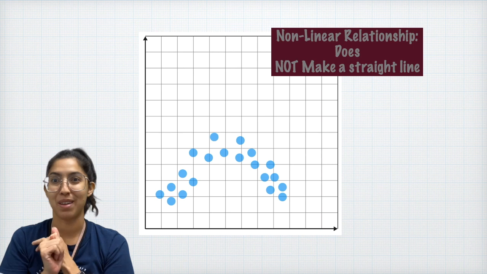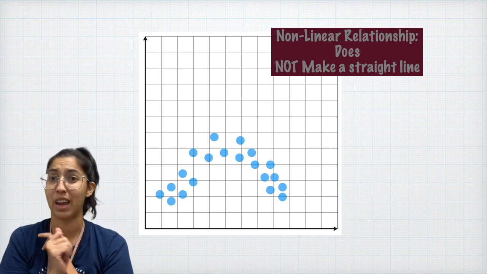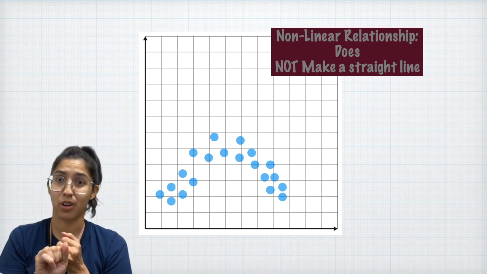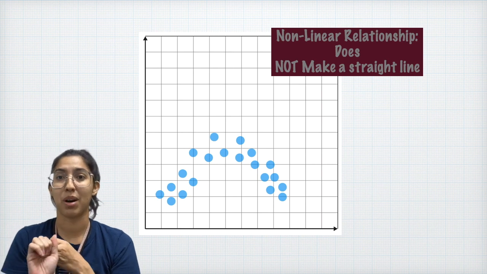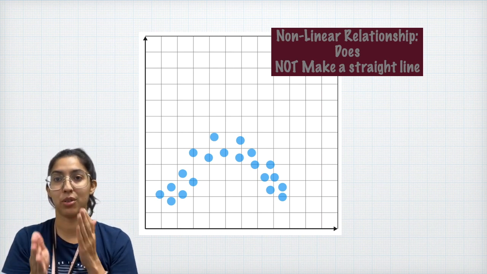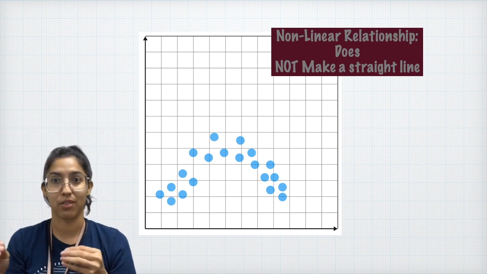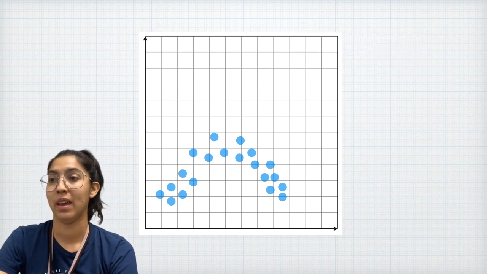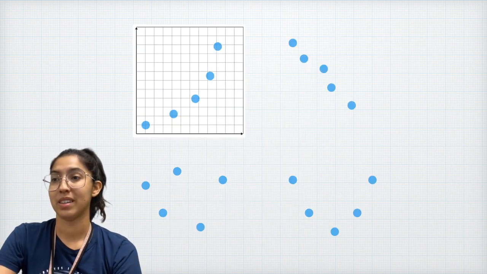A graph cannot be both linear and non-linear. It cannot be strong and weak, and it cannot be positive and negative. You have to determine what each graph is, okay? So let's go ahead and look at some data.